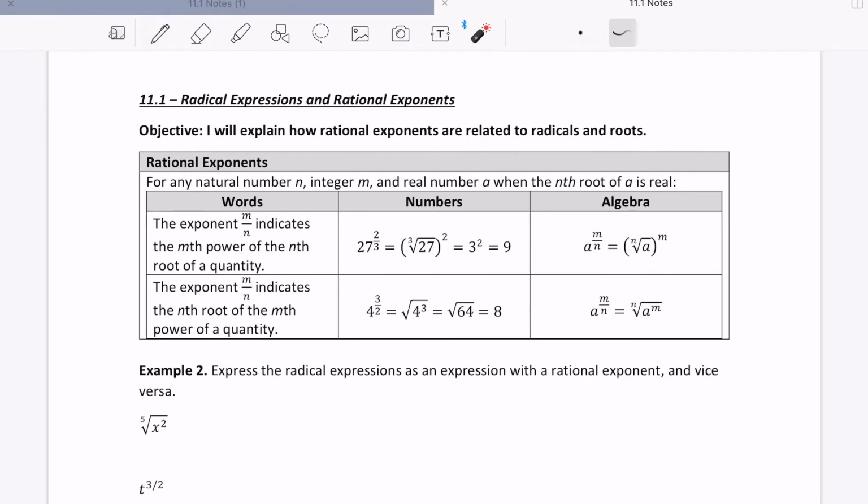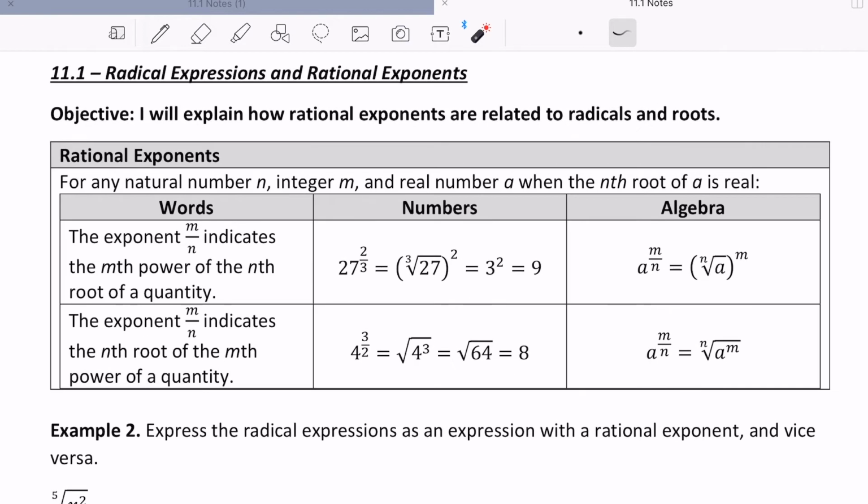A rational exponent states that for any natural number n, integer m, and real number a, when the nth root of a is real, the exponent m over n indicates the mth power of the nth root of a quantity, or the exponent m over n indicates the nth root of the mth power of a quantity. So there are two different ways we can work this out.